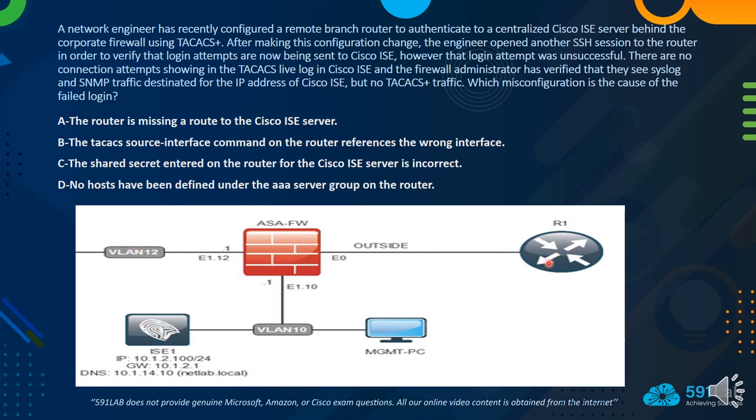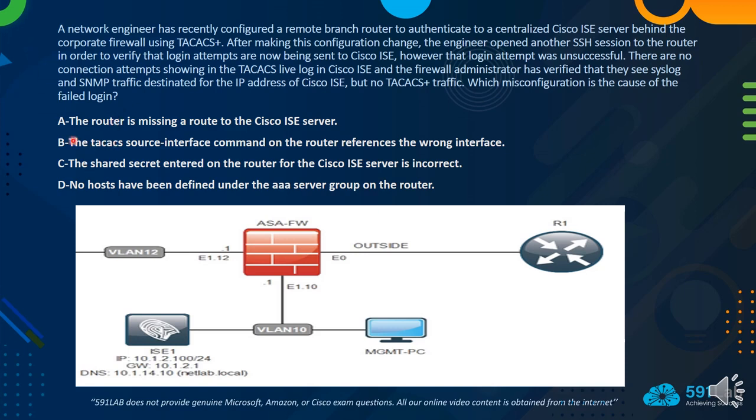The ISE is working as an AAA server. When the user tried to authenticate from here to here, he didn't find anything in the logs. So why didn't he find anything? Let's check.